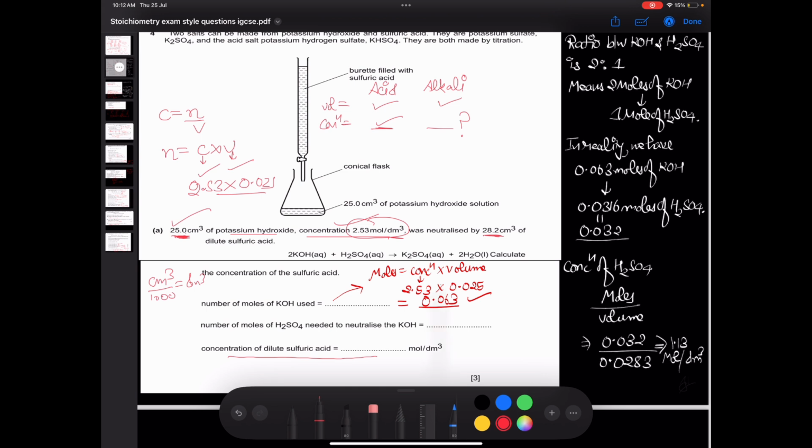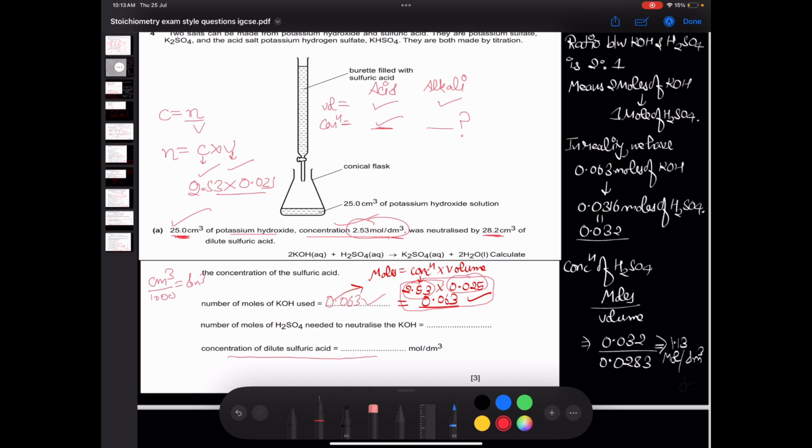I've written the same thing here for all of you. Check. Concentration 2.53, volume in decimeter cube, that is 0.025. We get the moles, that is 0.063. This is done. Now, the next part, number of moles of H2SO4 needed to neutralize the KOH.